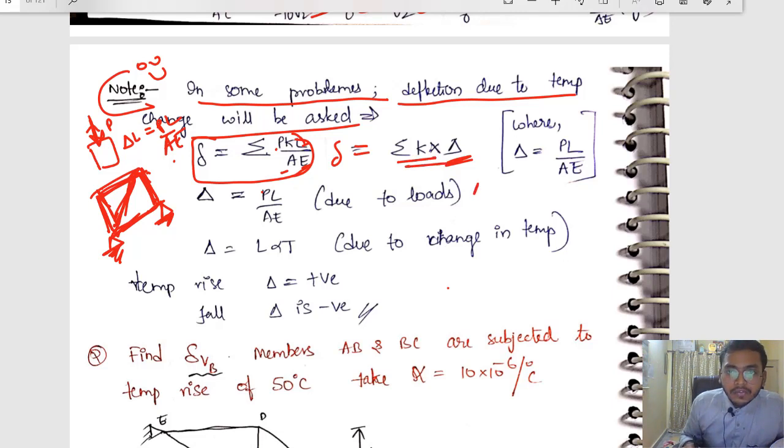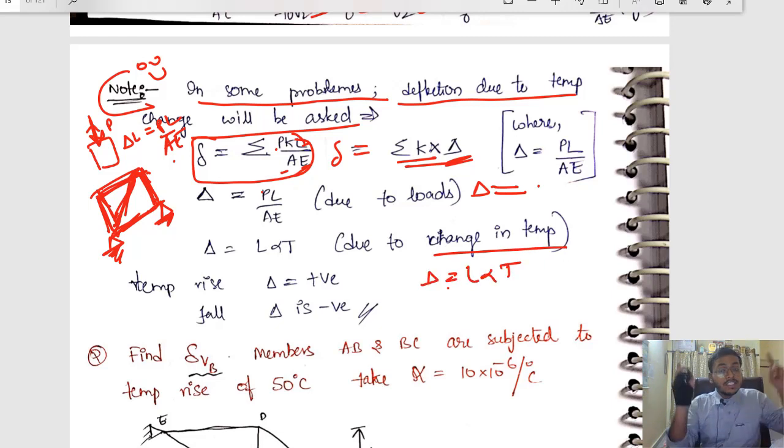In place of delta due to loads, we have delta due to change in temperature. What is delta due to change in temperature? L alpha T. And what was the stress induced due to change in temperature? Alpha T E. I hope you remember at least the small formulas from SOM, right?